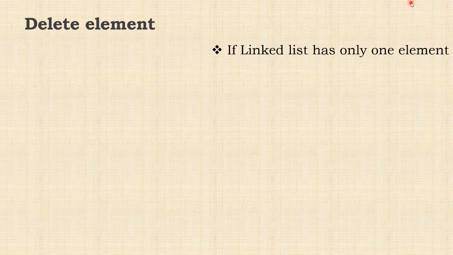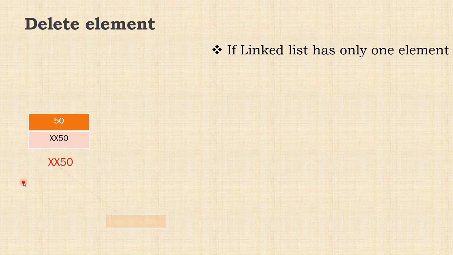Now we are going to delete elements. Firstly we are going to see if the linked list has only one element, then how can we delete. So we are going to delete from the first position. This is the data, that means the linked list has only one element. This is the element available inside the linked list, and it is pointing to head. Head is pointing to xx50, and xx50 is pointing to itself.